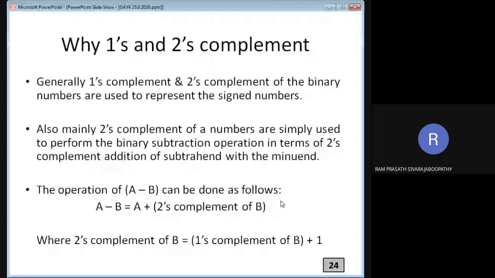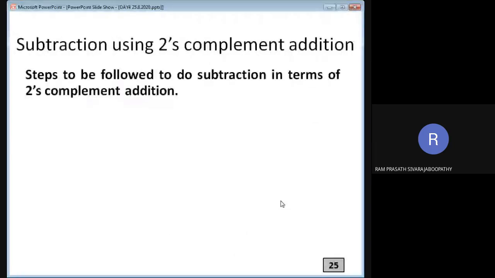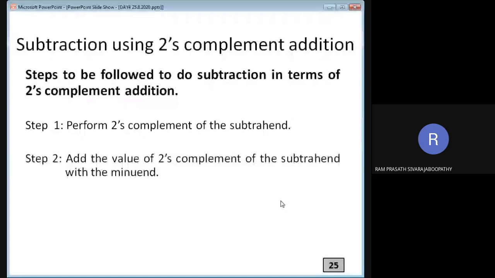If I want to subtract the number b from a, I have to take the 2's complement of b and add it. What steps should we follow? Perform the 2's complement of the subtrahend. The subtrahend is the second number. Add the 2's complement value of the subtrahend to the minuend, which is the first number, and I will get the answer. Then note this point down. Kindly make a note of it.